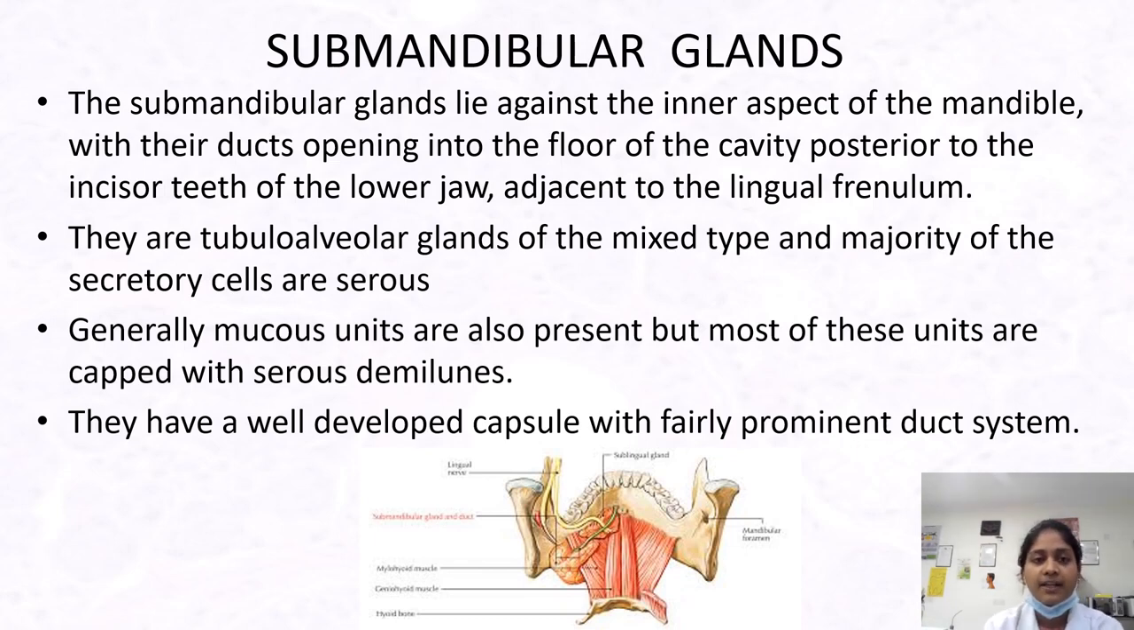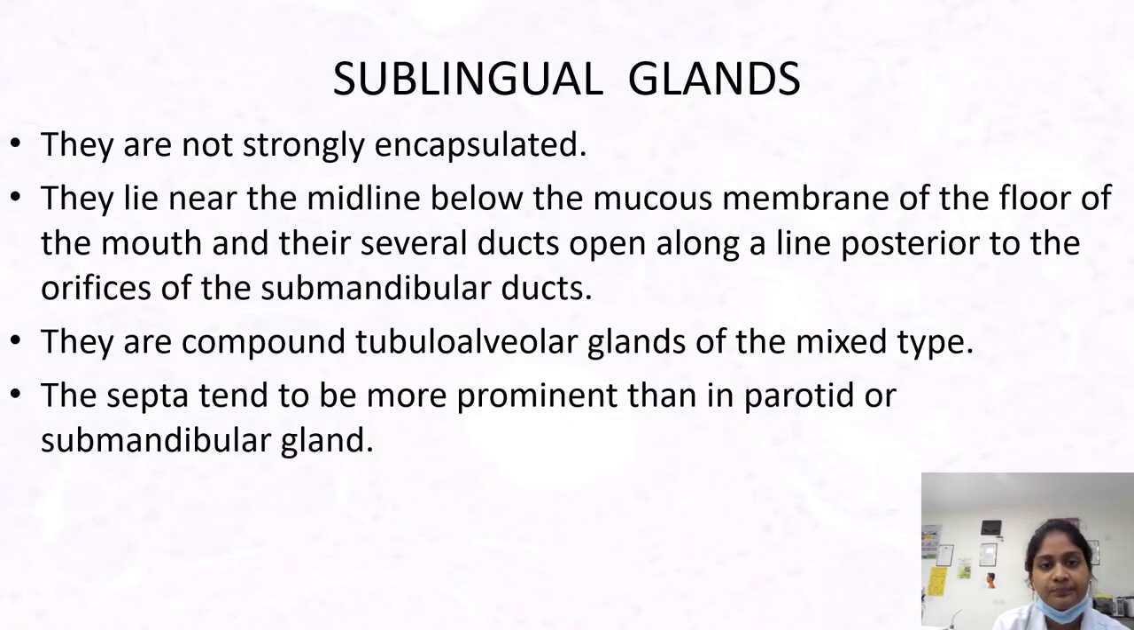Coming on to submandibular glands. The submandibular glands lie against the inner aspect of the mandible with the ducts opening into the floor of the cavity posterior to the incisor teeth of the lower jaw, adjacent to the lingual frenulum. They are tubuloalveolar glands of mixed type and the majority of the secretory cells are serous. Generally, mucous units are also present, but most of these units are capped with serous demilunes. They have a well-developed capsule with a fairly prominent duct system.